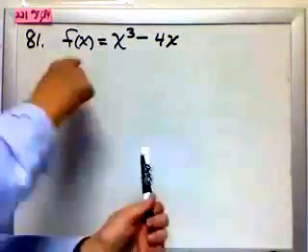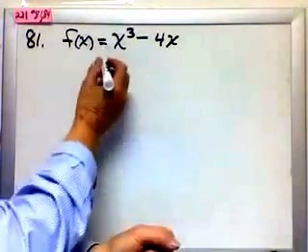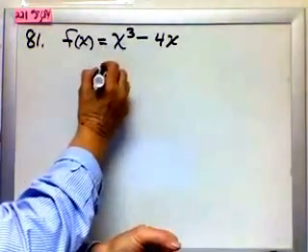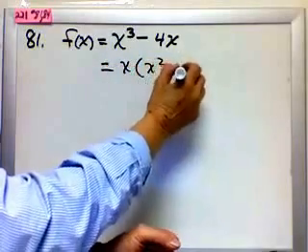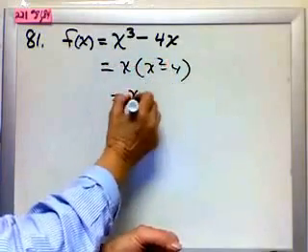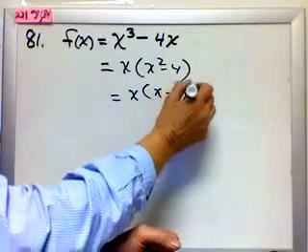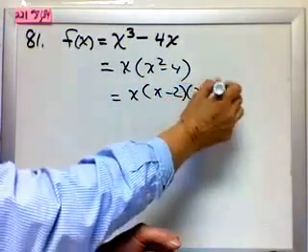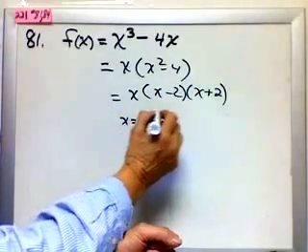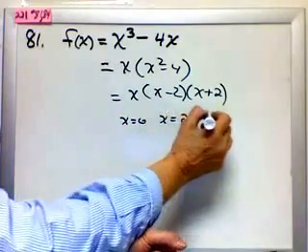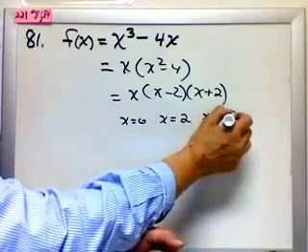But first, it's a good idea, if you want, to try and find the zeros using algebra. I can factor out an x here, and then I get x squared minus 4. Factor again, x minus 2, x plus 2. So really, the zeros should be x equals 0, x equals 2, x equals negative 2.